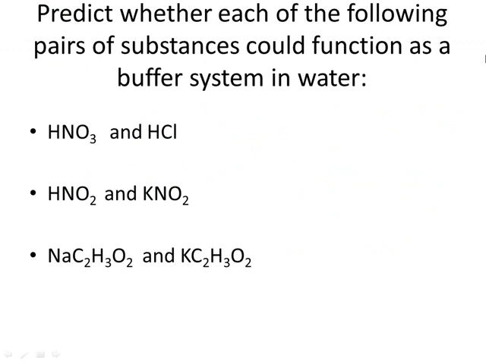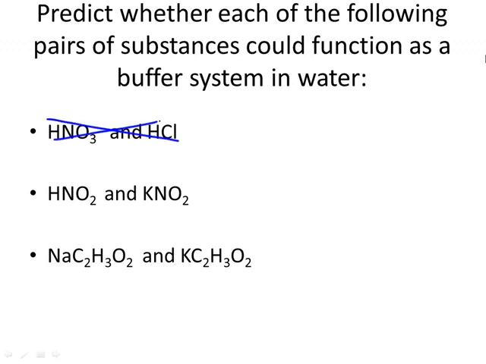Predict whether each of the following pairs of substances could function as a buffer system in water. We're looking for a combination of weak acid and its conjugate base, or weak base and its conjugate acid here. In my first example, I see two acids, so I don't have any bases there, and they're both strong acids, so it's definitely not, those aren't going to act like a buffer.